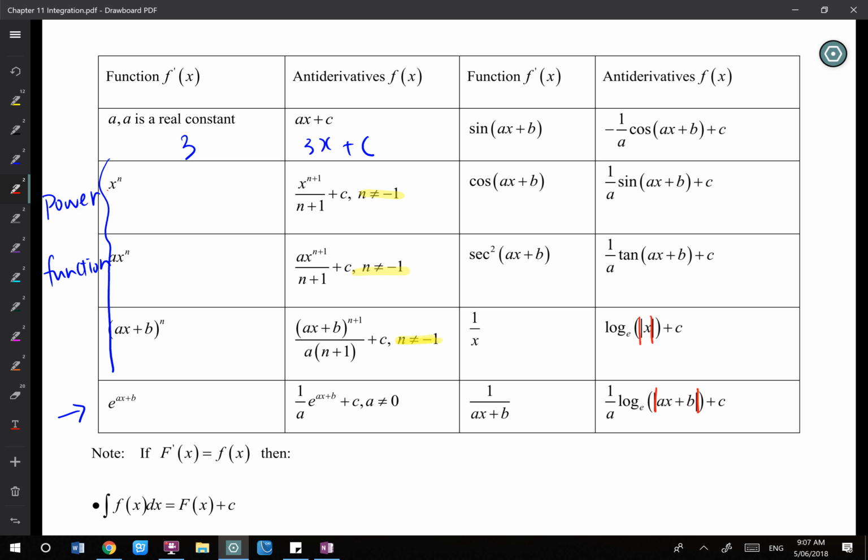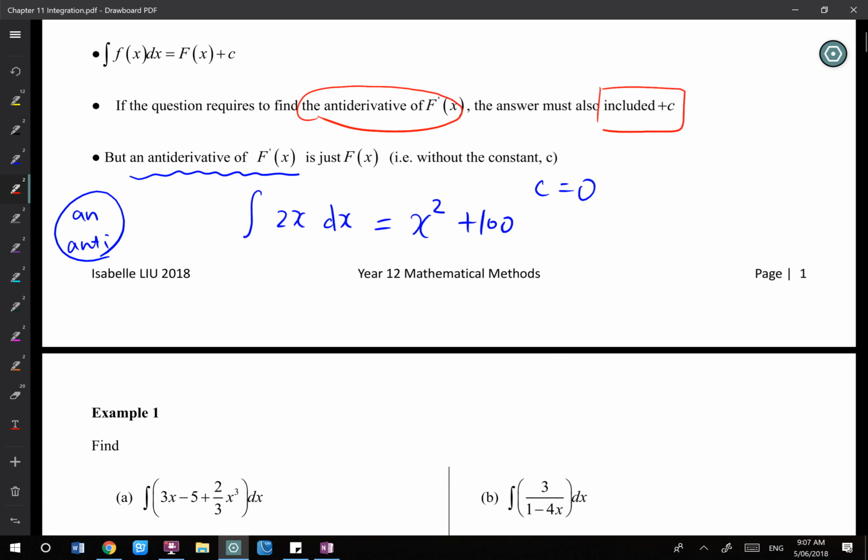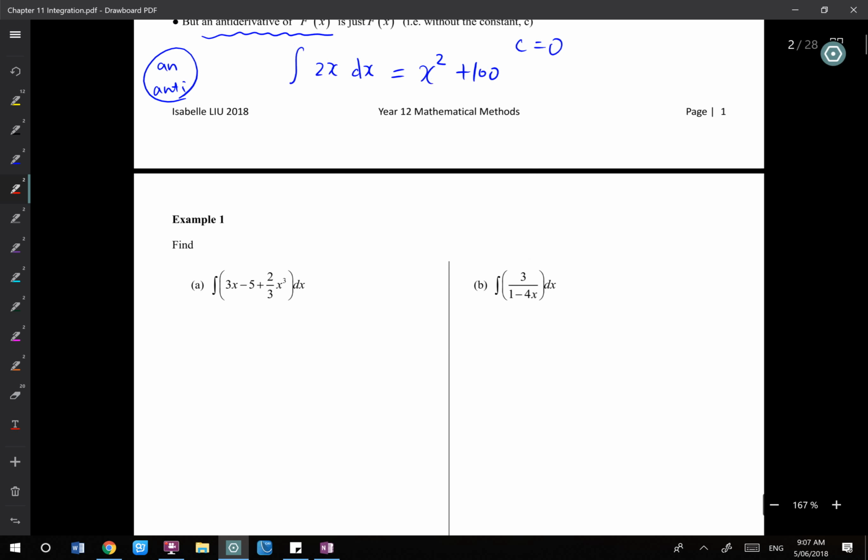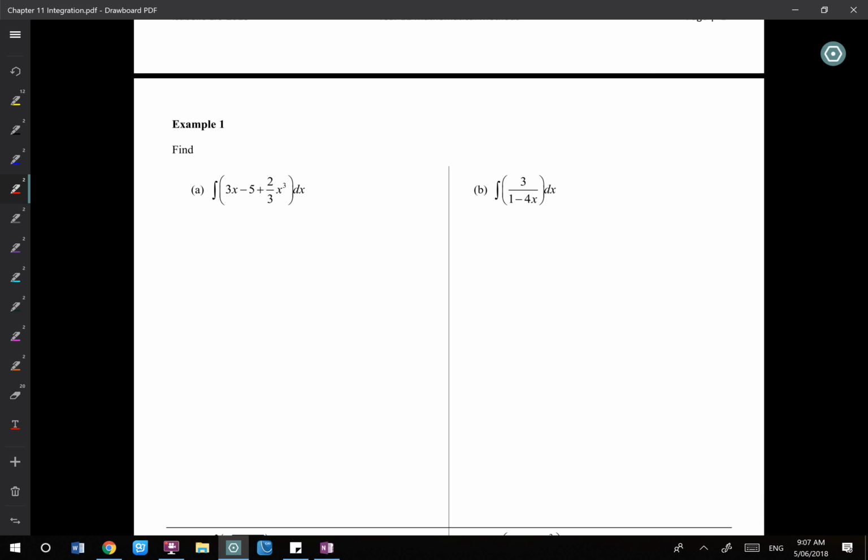Okay, absolute signs for log. So what we have: a constant will go to ax, power of functions, exponential, logarithm, circular functions. Okay, that's all the rules we use only in this chapter. Now, let's go to the next page. Well, I know I'm not going to finish today. I've just today introduced all the rules to you. That's basically everything for the antiderivative.